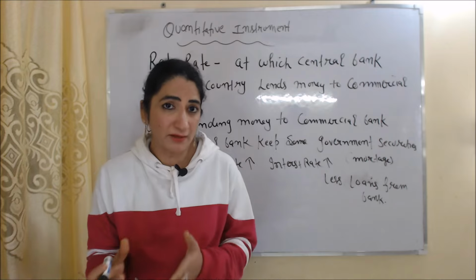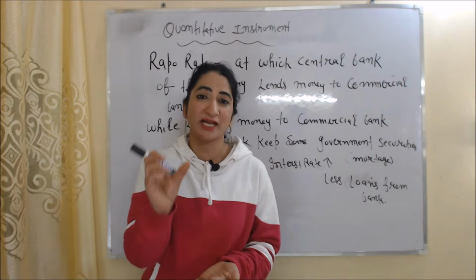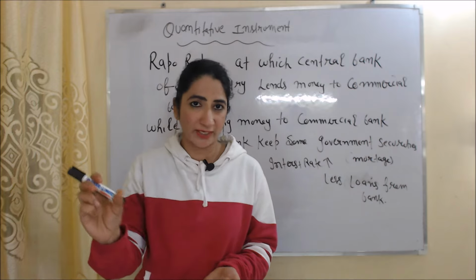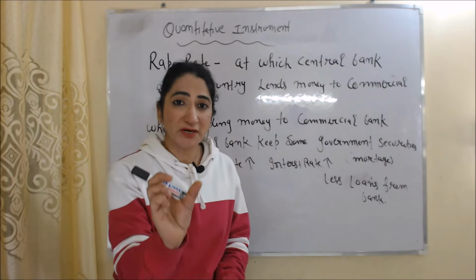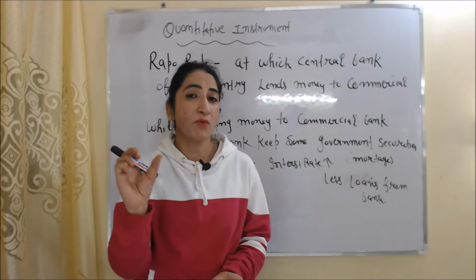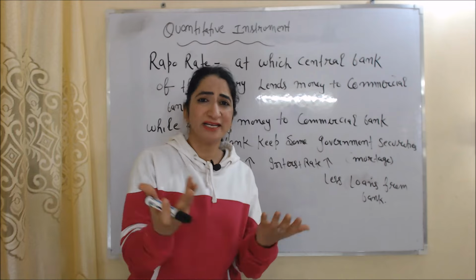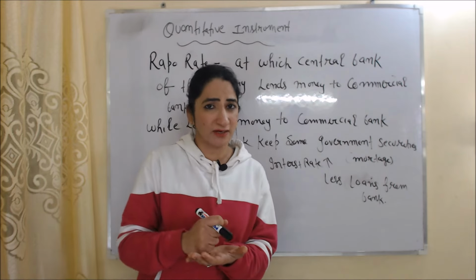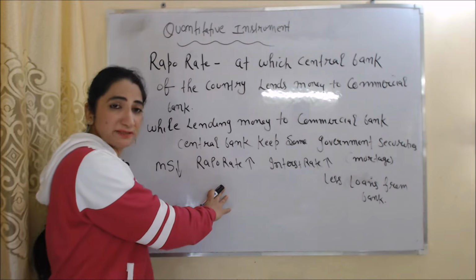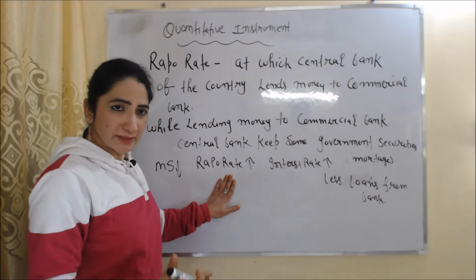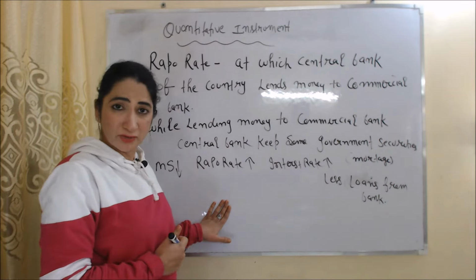Sometimes commercial banks borrow money from the central bank. In return, they have to pay some interest, and this interest rate is called repo rate. And second, most important, while lending money to commercial banks, the central bank keeps some government security as a mortgage. In case the commercial bank does not return the money, the central bank can easily sell this government security and recover its money. If the central bank wants to reduce money supply, it will increase repo rate, because when repo rate increases, banks will increase interest rate because they are paying a higher repo rate to the central bank.